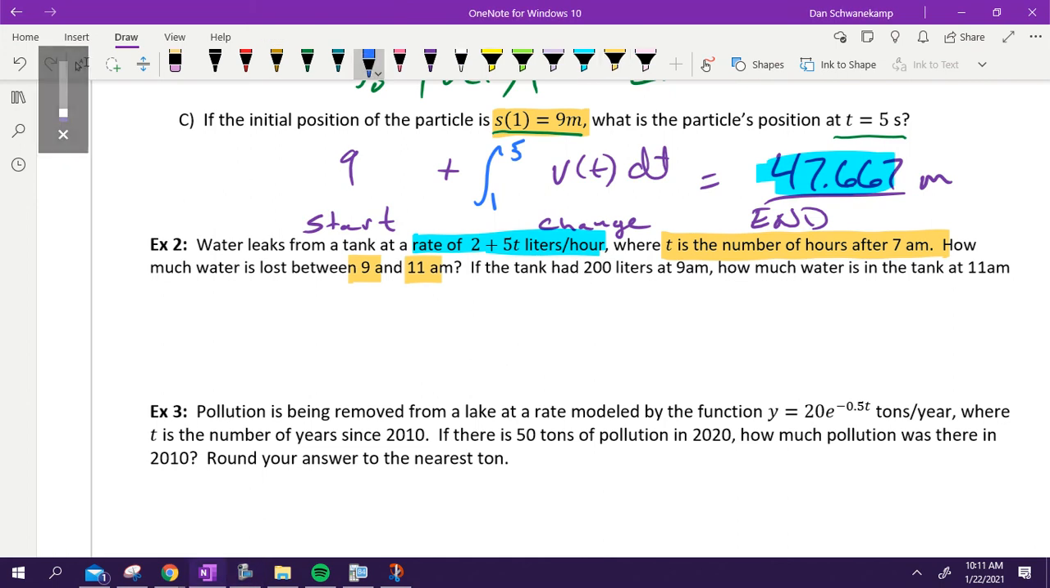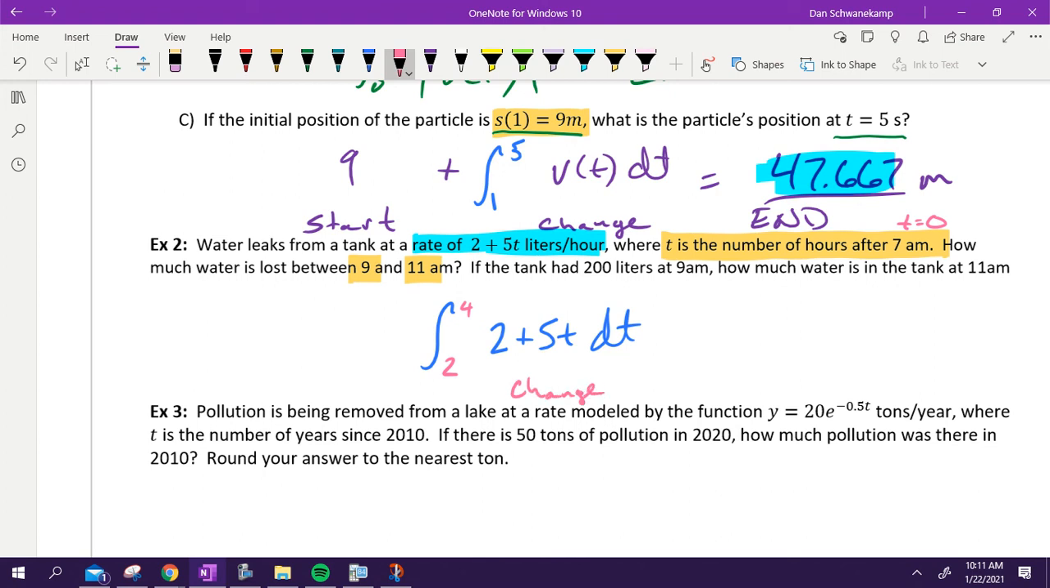All right, here we go. Anybody have a setup here? Obviously, we are integrating. We're finding an amount, so I'm integrating the rate, 2 plus 5t dt. Anybody have an idea of what I'm going to integrate this from? 2 to 4. Evan, why 2 to 4? Start at 7. Yep, and 9 minus 7 is 2. Yeah, 7 is t equals 0. That's my starting amount. And so Evan said to get to 9, that's 2 hours after it. And then we're going to 11. That's 4 hours after. This is the change.